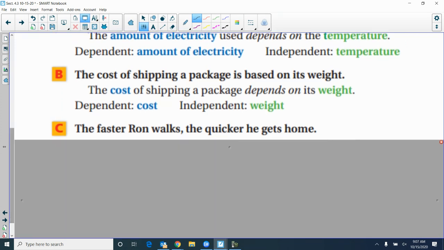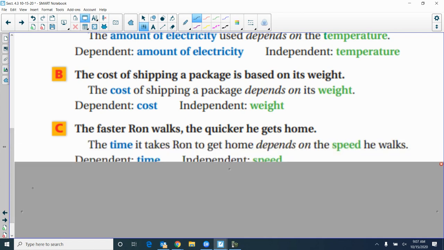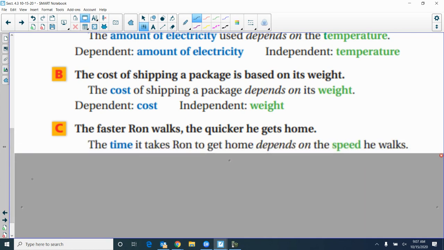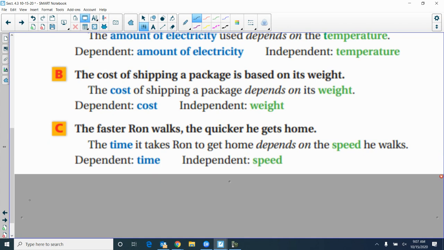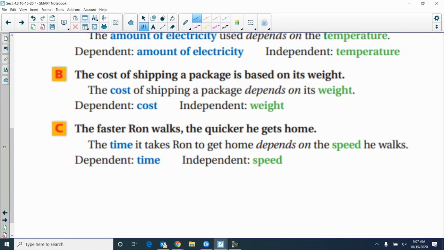The faster Ron walks, the quicker he gets home. And sometimes it's inferred within a problem. They don't just come out and say it. So how long it takes him to get home, which is time, and how fast he walks. The time it takes depends upon the speed. Dependent is time. Independent is speed. So if he picks up his pace, he's going to go quicker.